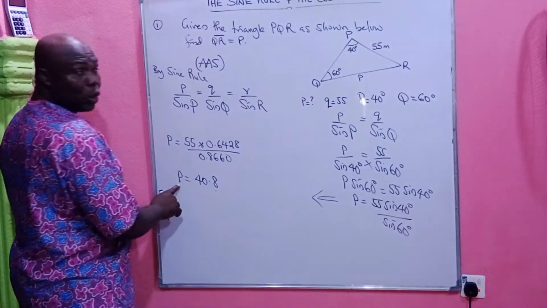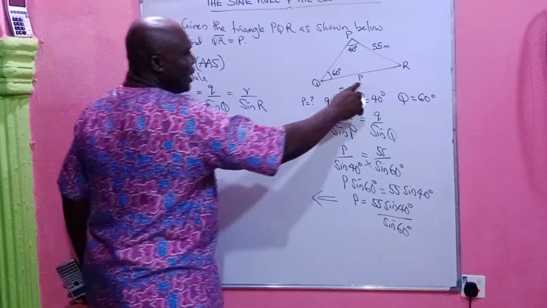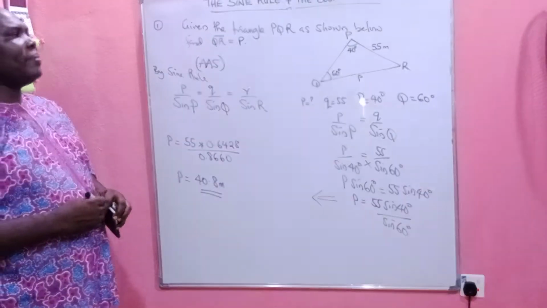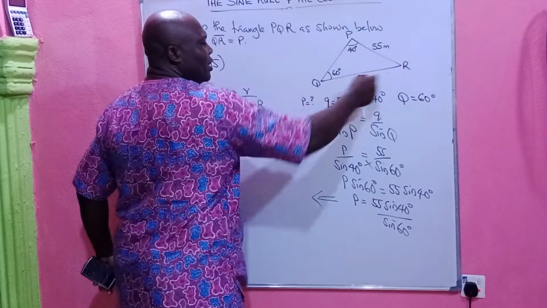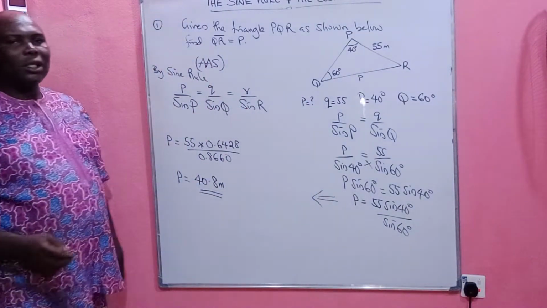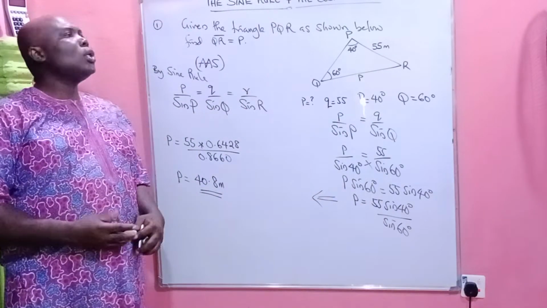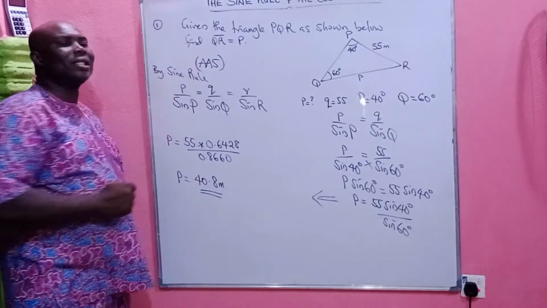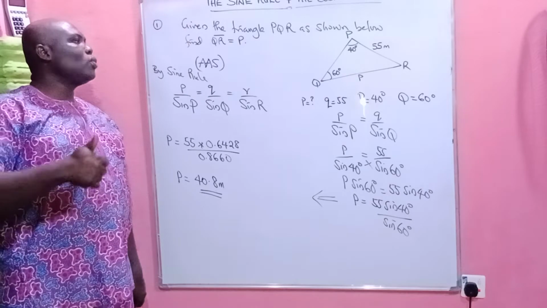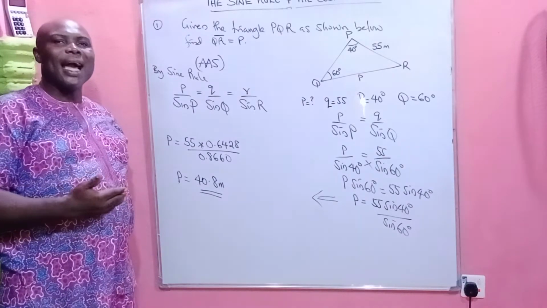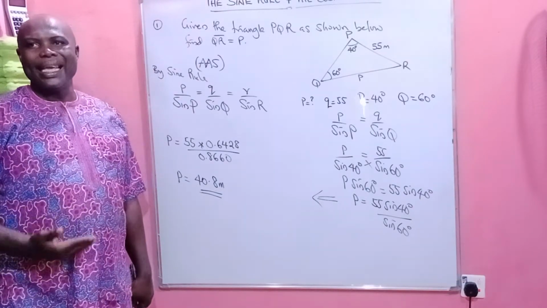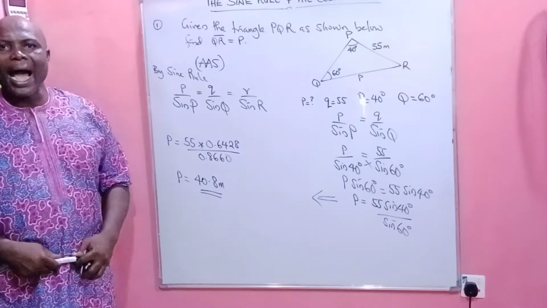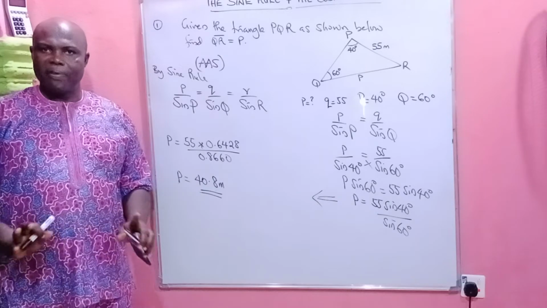The p denotes the side, so that will be 40.8 in meters. So what we have is 40.8 meters. We are looking for small p, which is the side QR. So that's 40.8 meters. You can now see that we have applied the sine rule when two angles and one side are given, just as we apply the sine rule when two sides and an angle are given. Alright, so that's how we apply the sine rule effectively.